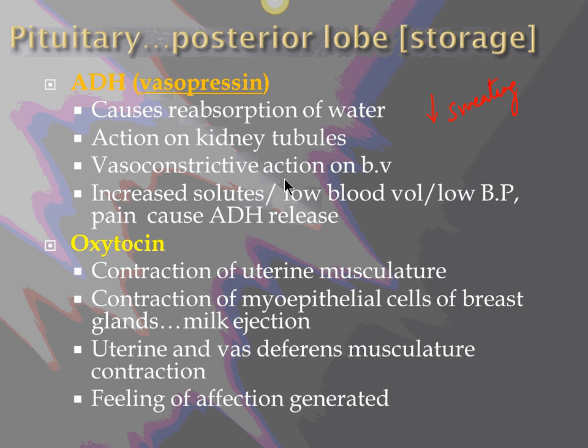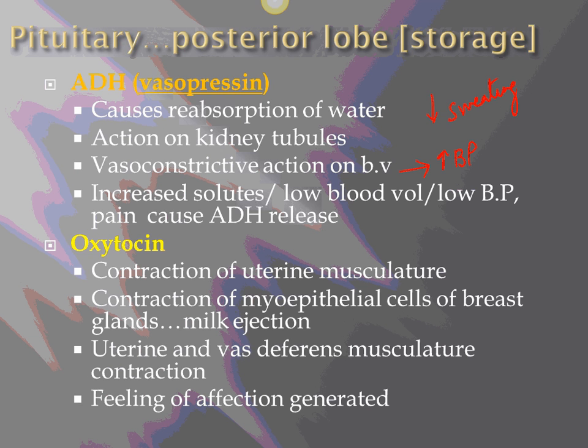It also has a vasoconstrictive action on the blood vessels. That's why we call it vasopressin. And by having this vasoconstrictive action on blood vessels, it will raise your blood pressure, isn't it? Because remember, peripheral resistance increases when vessels constrict. So it raises your blood pressure.